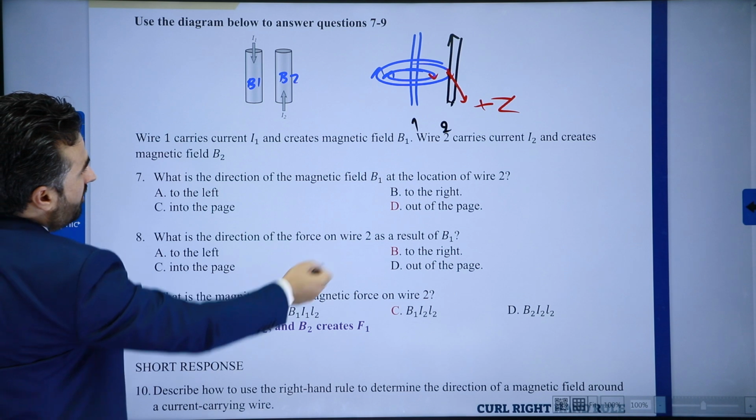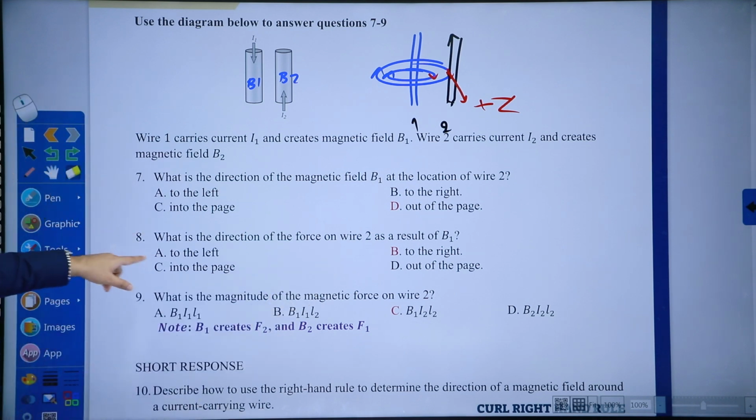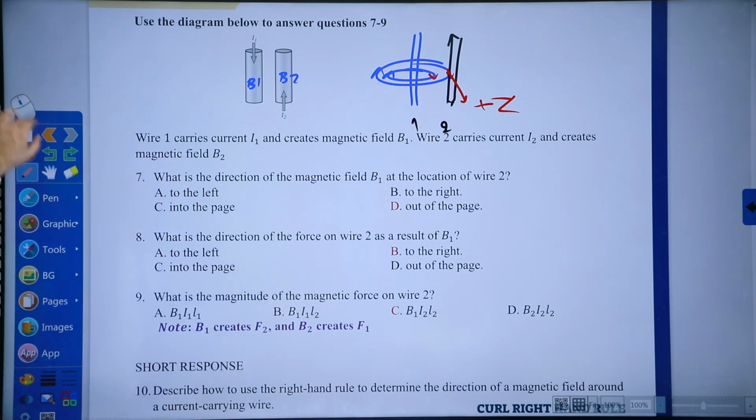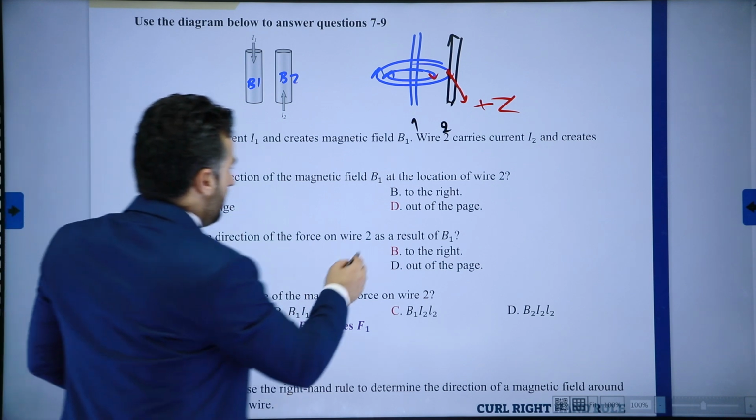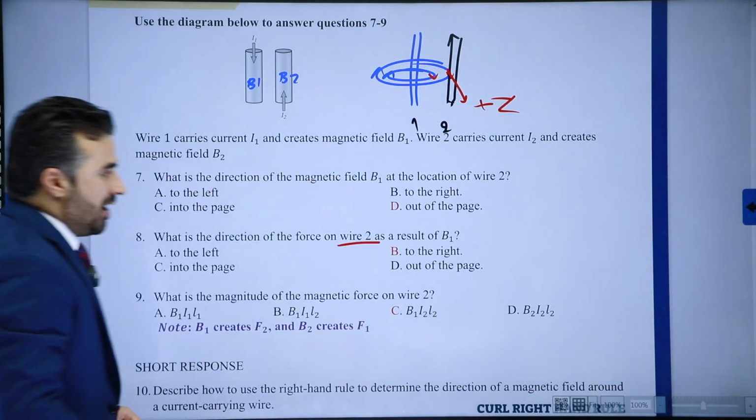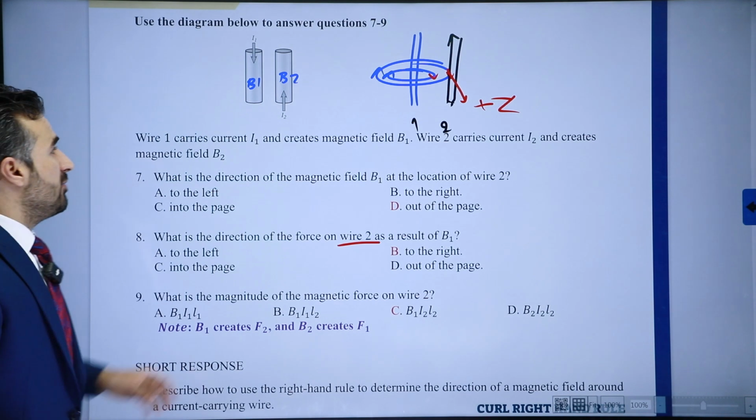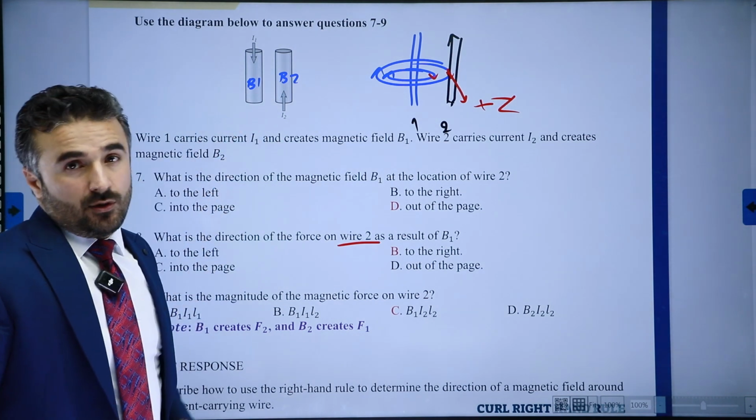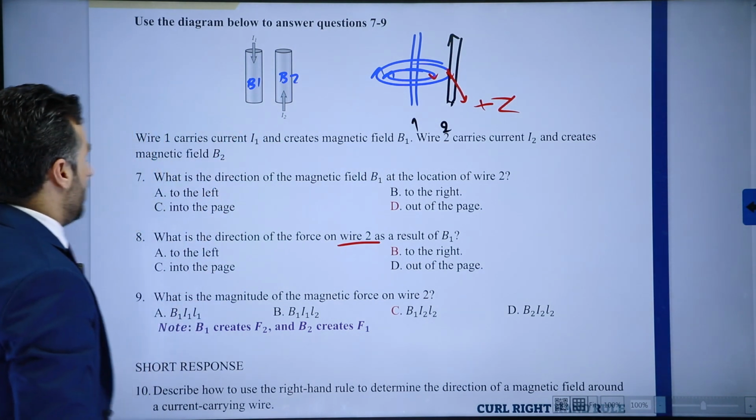What is the direction of the force? Now, before that, yes. The second part says, what is the direction of the force on wire 2 as a result of wire 1? Remember this, these two are repelling one another. And how do we know they are repelling one another?